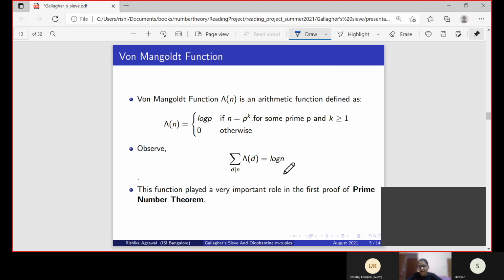Just to signify the importance of this function, I would like to state that it played a very important role in the first proof of the prime number theorem. What was mainly considered was the summation of Lambda(n) for all n less than x, something known as Chebyshev's function, and studying the properties of that further led to the proof of the prime number theorem. Selberg's proof of the prime number theorem, a very elementary proof, also depends on this function, the von Mangoldt function.